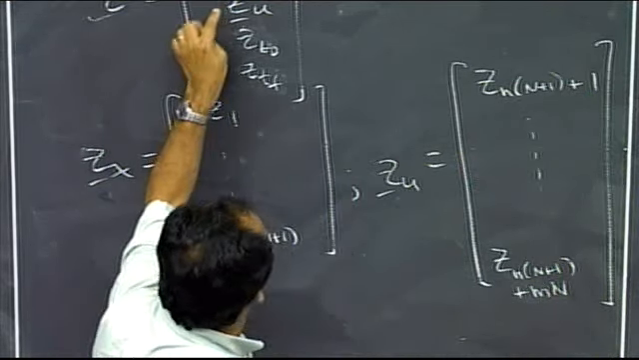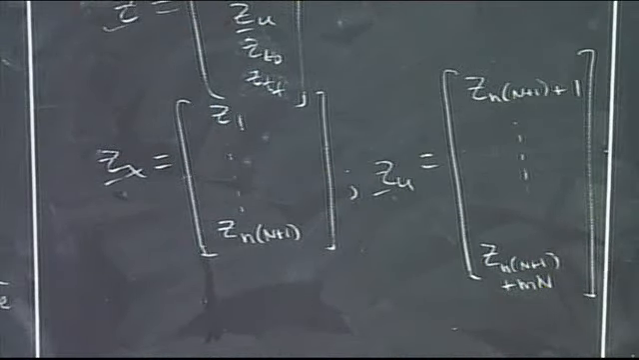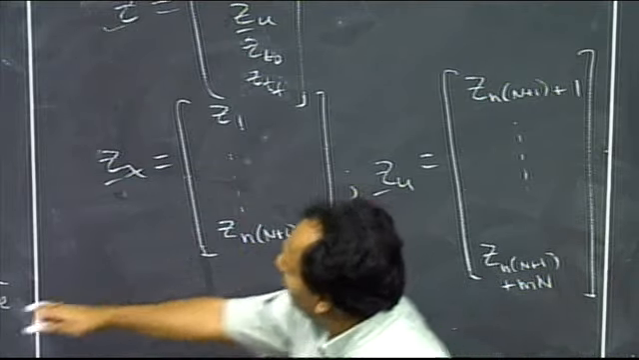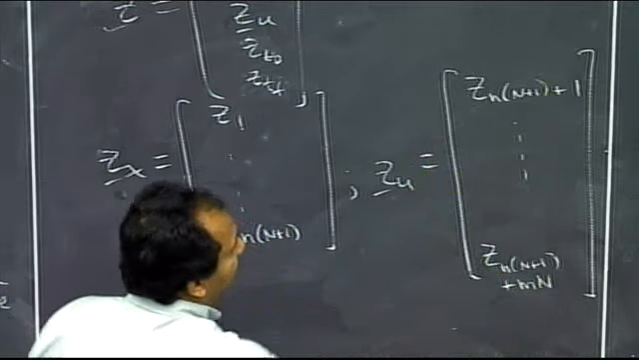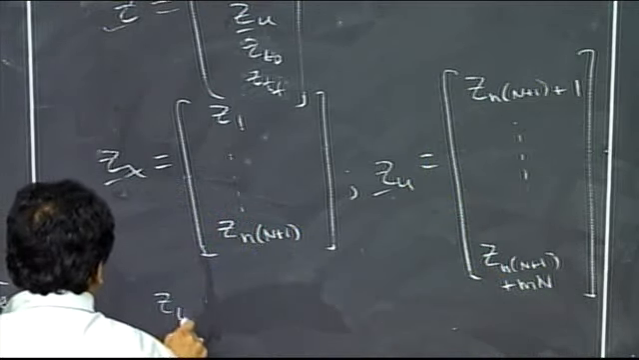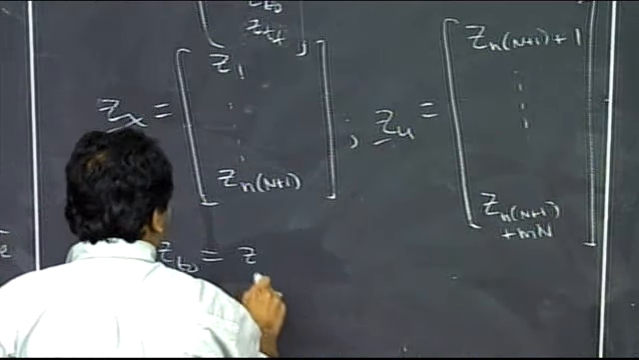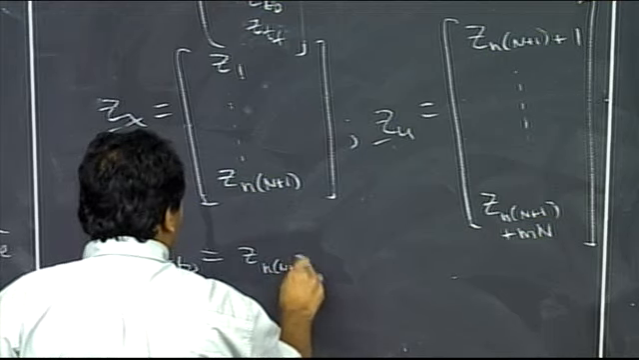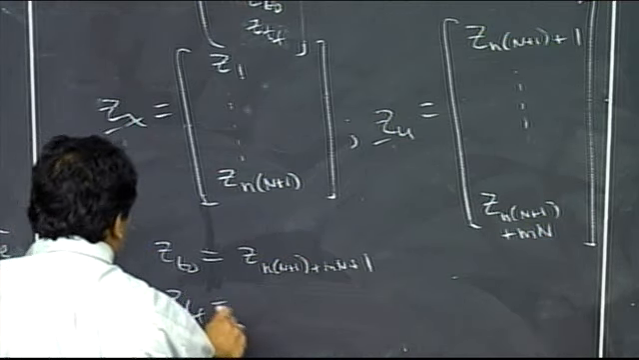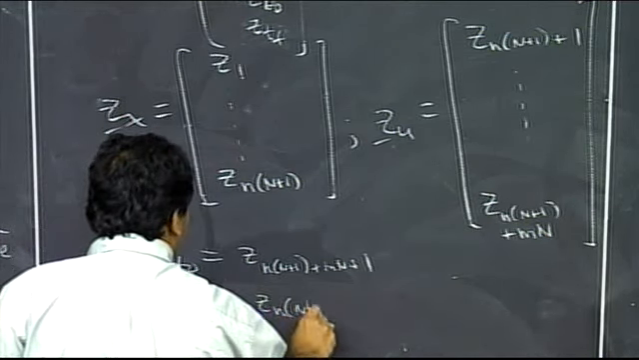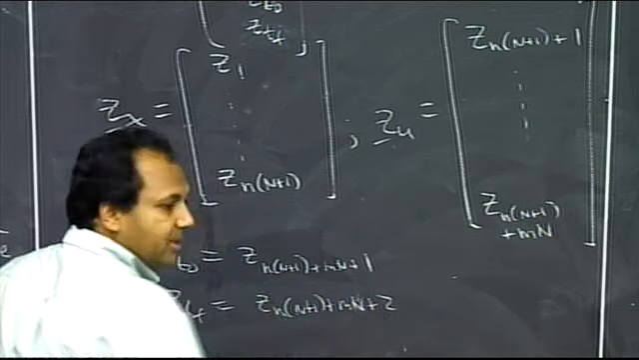The first value that corresponds to the control is one more than the last value that corresponded to the states, right? So the first n times (n plus 1) of these correspond to the state, and then the next m times n of them correspond to the control, and then you say z t0 is equal to z of n times (n plus 1) plus m times (n plus 1), and then z tf is equal to z of n times (n plus 1) plus m times (n plus 2). Does that make sense to everybody?